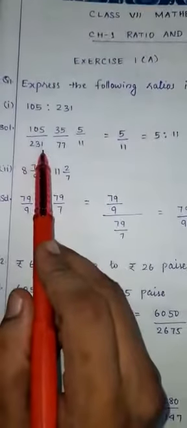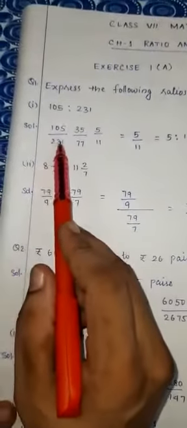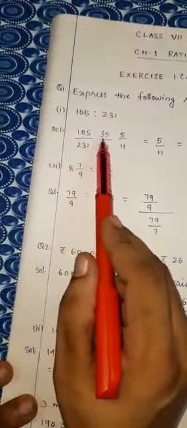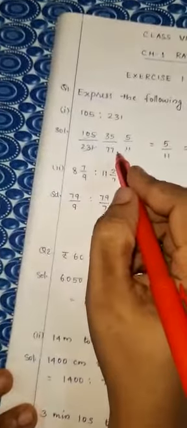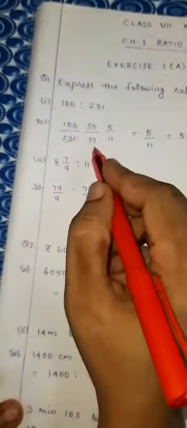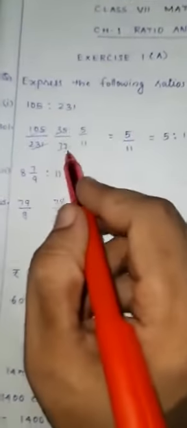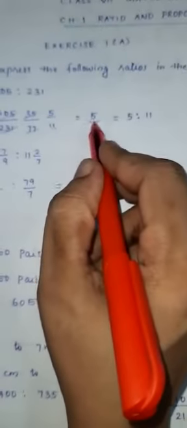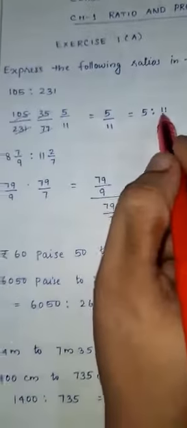Here 105 divided by 231. Here you know both the terms have 3 as the common factor. Both the numbers are cancelled by 3. So it is getting 35 and 77. Again both the numbers are coming in the table of 7. So cancel it. So 7 5s are 35 and 7 11s are 77. So the simplest form is 5 by 11. That is equal to 5 is to 11.